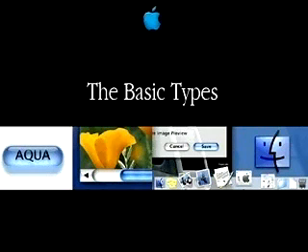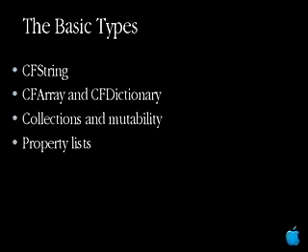And now I'm going to move on to talk about some of the basic types inside of Core Foundation. We're going to start with CFString because that's probably the most basic of the types, the one that you're most likely to be using. Then we're going to talk briefly about CFArray and CFDictionary, which are two of our collection types. Once we're done with that, we'll look at how collections and mutability work together inside this library. And finally, we're going to see how all of that comes together to form property lists.